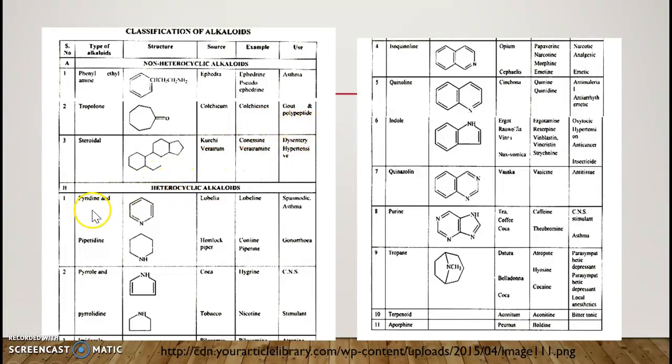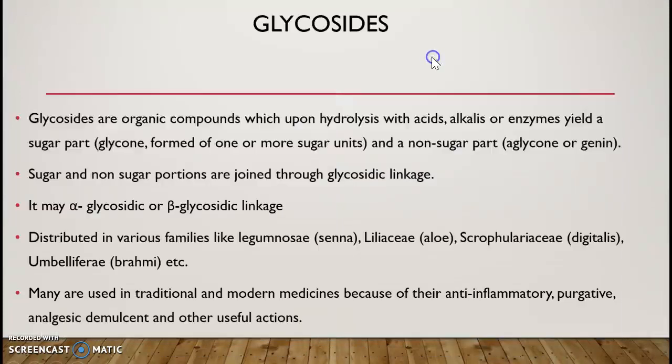Heterocyclic alkaloid, pyridine and piperidine, which consists of pyridine and piperidine as a heterocyclic ring structure, and here the nitrogen is present in the heterocycle. For example, lobeline, Lobelia, which consists of lobeline. It is an antispasmodic used in asthma. Pyrrole and pyrrolidine, present in coca and tobacco. Hygrine is the constituent which consists of this type. It is a CNS stimulant. Isoquinoline, the heterocycle present is isoquinoline, present mainly in opium, and the constituent is papaverine. It is a narcotic analgesic.